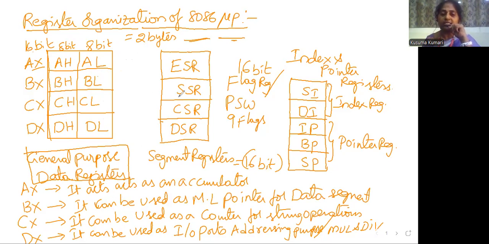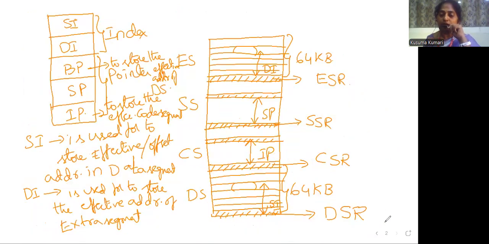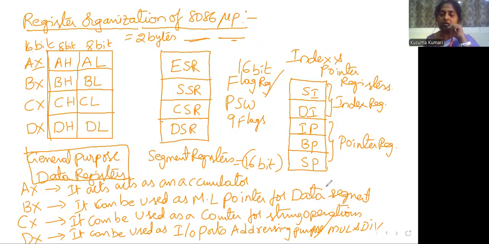Similarly, the next type of registers are segment registers. Each register size is 16-bit. There are four segment registers: data segment register, code segment register, stack segment register, and extra segment register. These registers' purpose is to store the segment bases of the concerned segments.